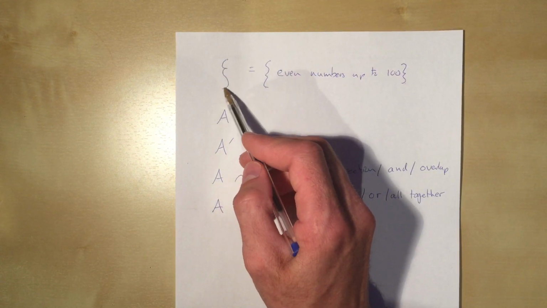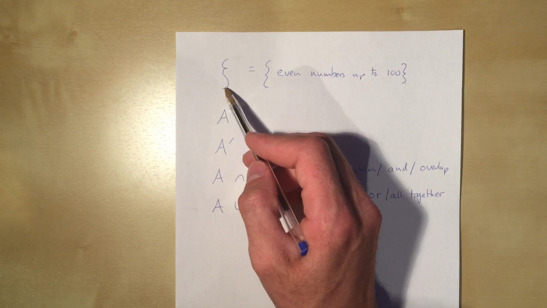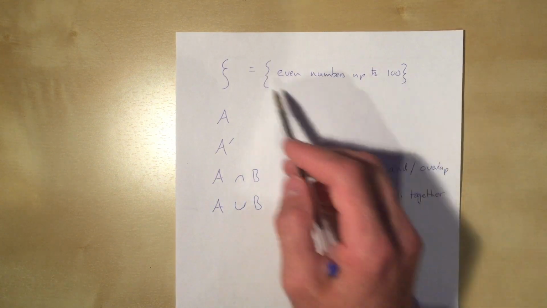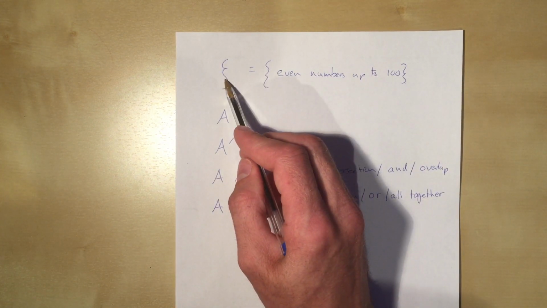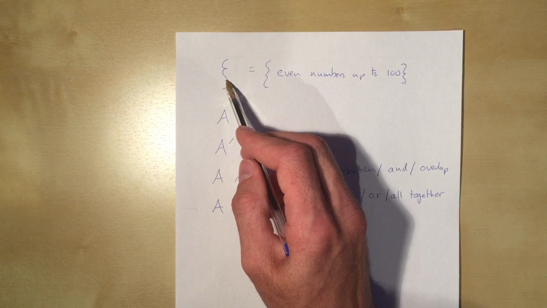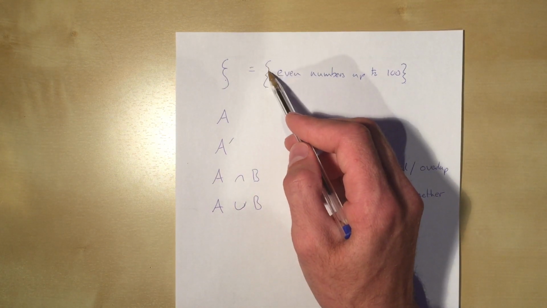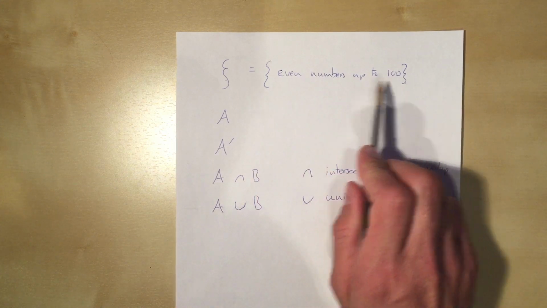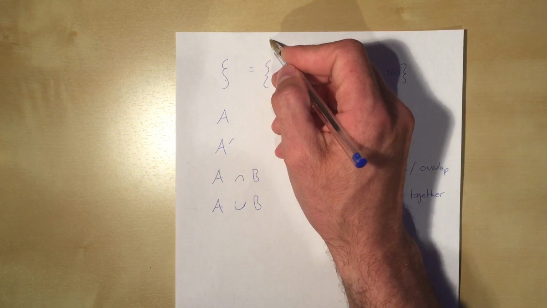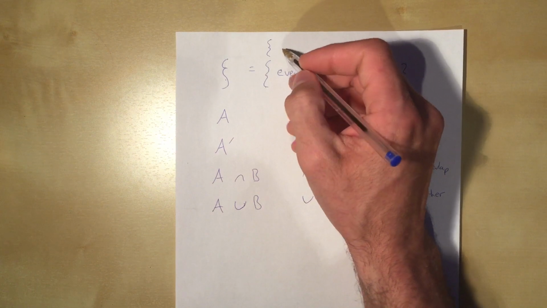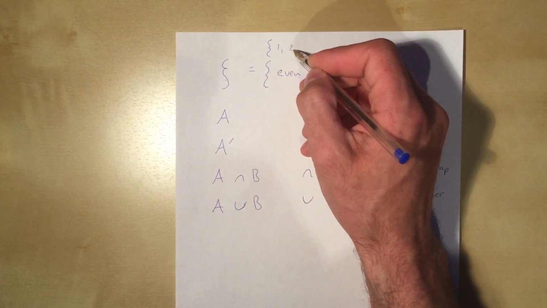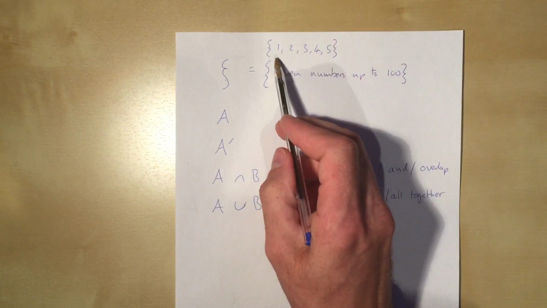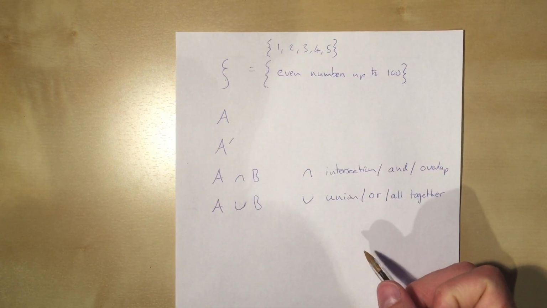So this is everything I want to put in my Venn diagram. If I want to draw a Venn diagram and inside it I want to have all the even numbers up to 100, then I write this symbol, the universal set is another name for it, is equal to, and we read this bracket as the set of, and then inside that we write a description of everything we want. So another example would be everything I want in my Venn diagram is the set 1, 2, 3, 4, 5. And I want to put those numbers somewhere in my Venn diagram, okay?